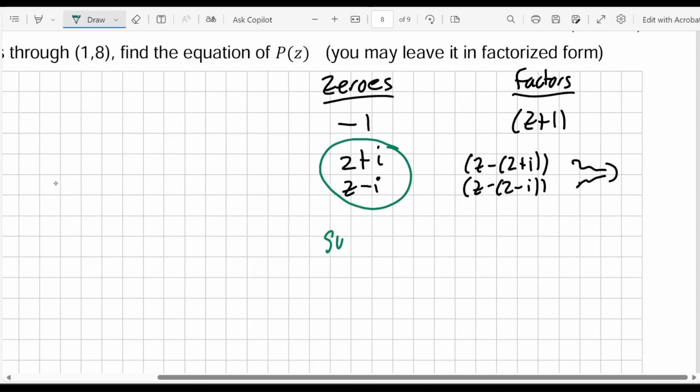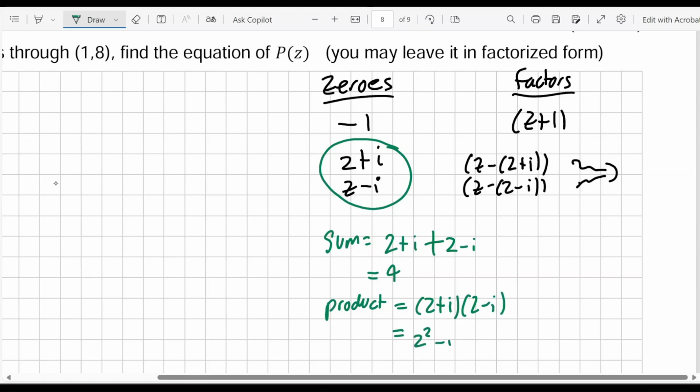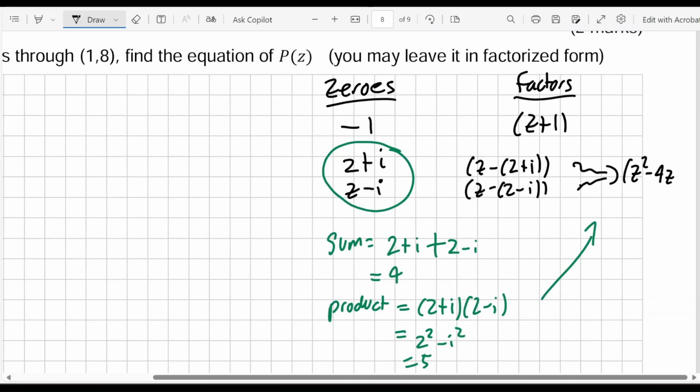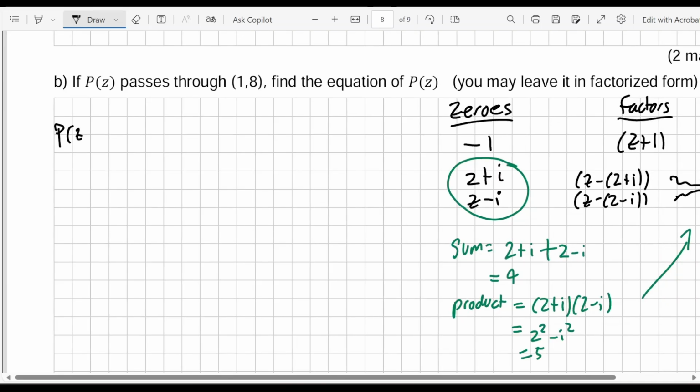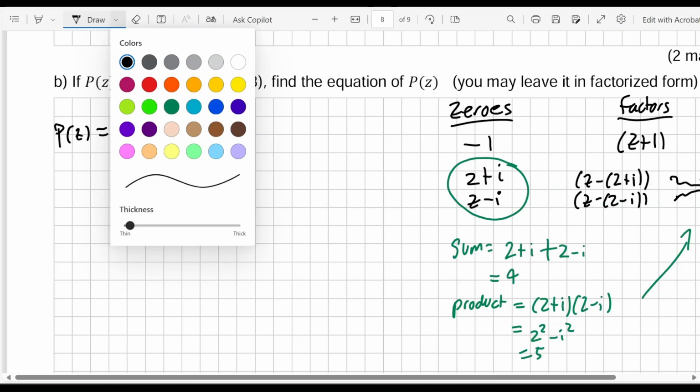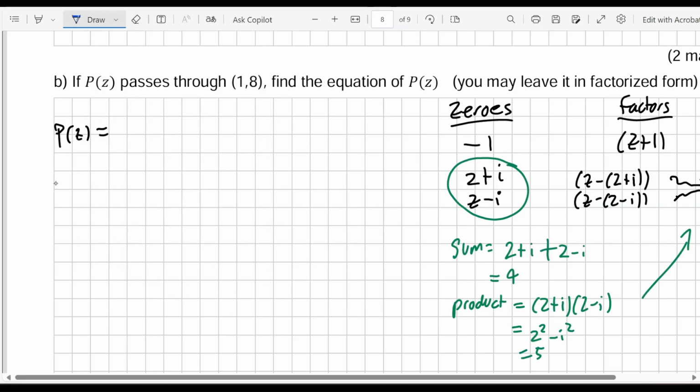Out of these two here, the sum is 2 plus i plus 2 take i, which is 4. And the product is 2 plus i times 2 take i, which is going to give you 2 squared take i squared, which is 5. So that will tell us that the factor that we're looking for is z squared take the sum, so take 4z, plus the product. So that's how we do that one there. Now we can write out what p of z actually is. So p of z is going to be, let's do it in blue, why not? P of z is these three factors.